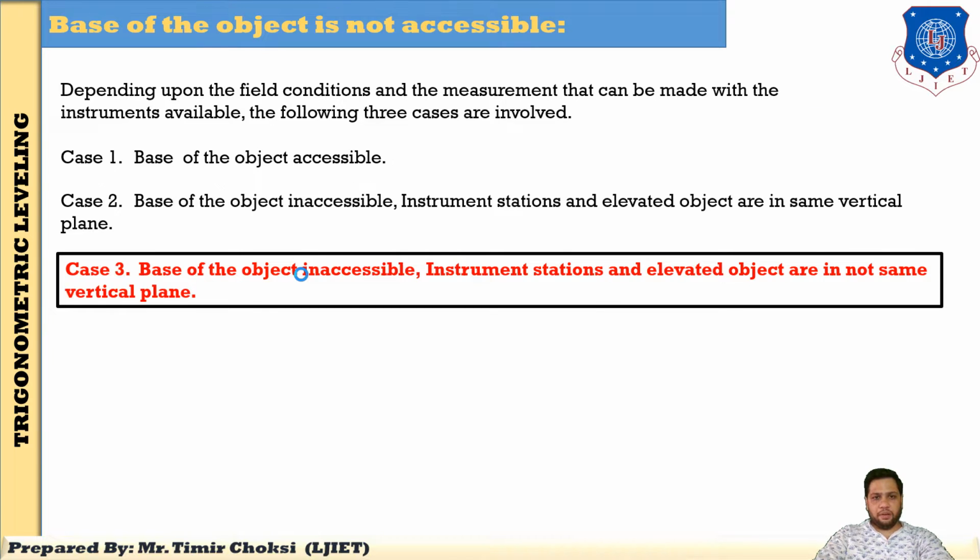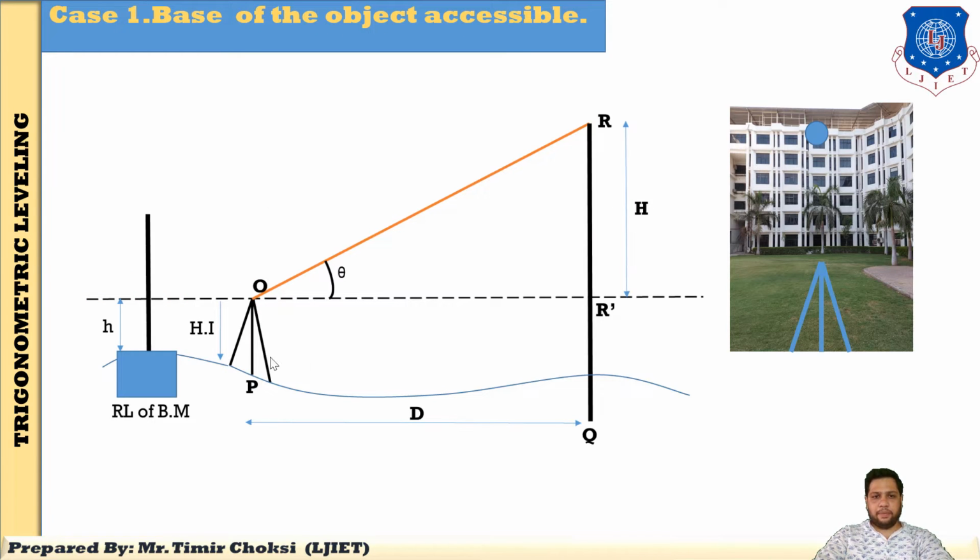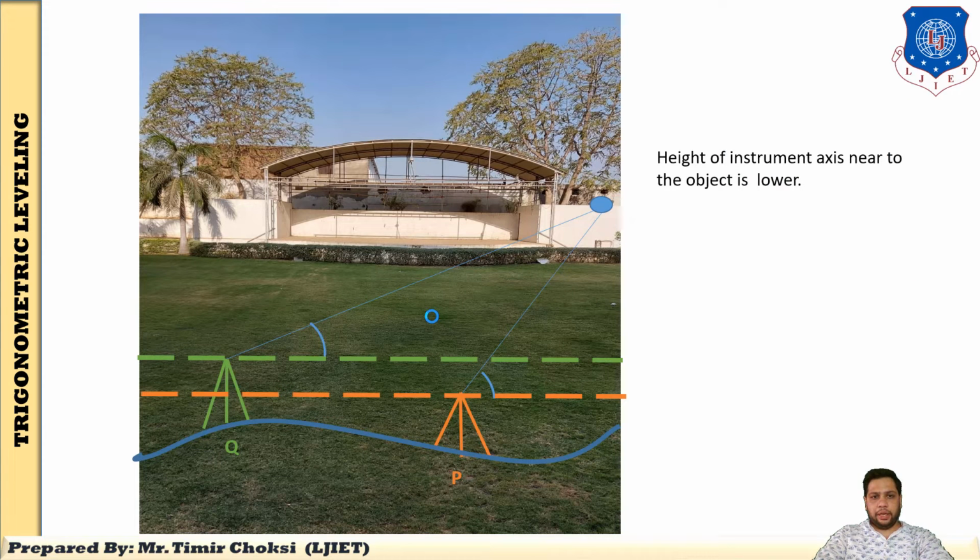So you know that in the first case, when the base of the object is accessible, you use only one instrument and you can directly find the distance between the object and instrument station, capital D, directly with tape or chain. But in case number 2, there are field conditions when the base of the object is not accessible, so two instruments are used.